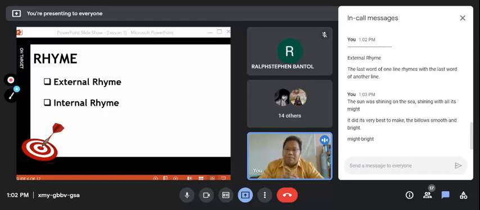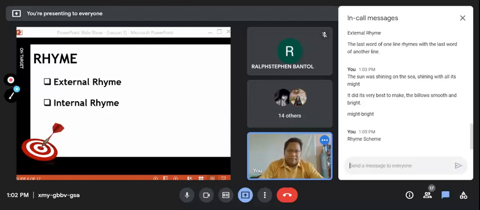Rhyme helps contribute to sound. There are so many poems out there which are quite appealing in terms of how they sound because of the rhyme effect that it creates. Once rhyme falls into a particular pattern, that's what you call a rhyme scheme. Again, a rhyme scheme is a patterned set of rhymes. There are so many rhyme schemes available.